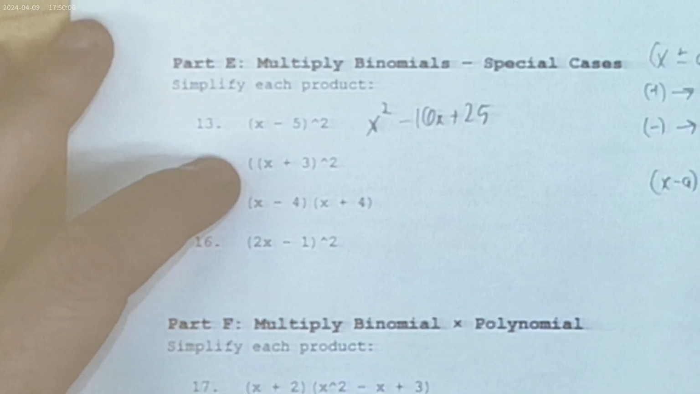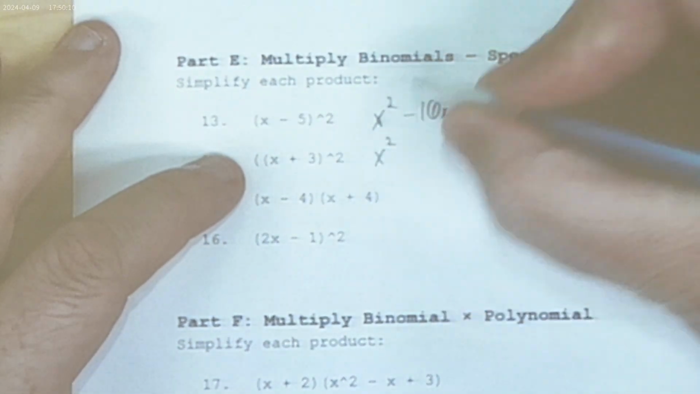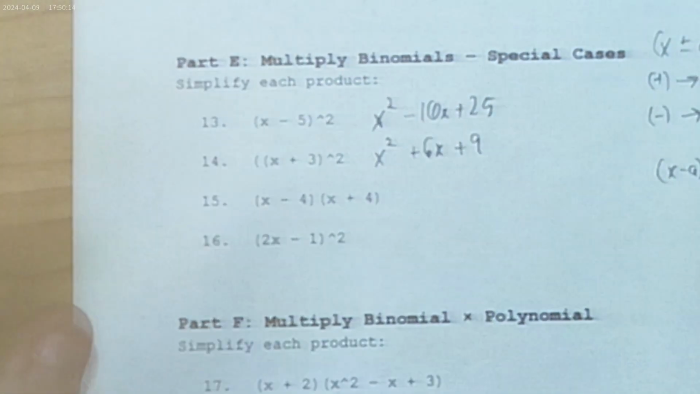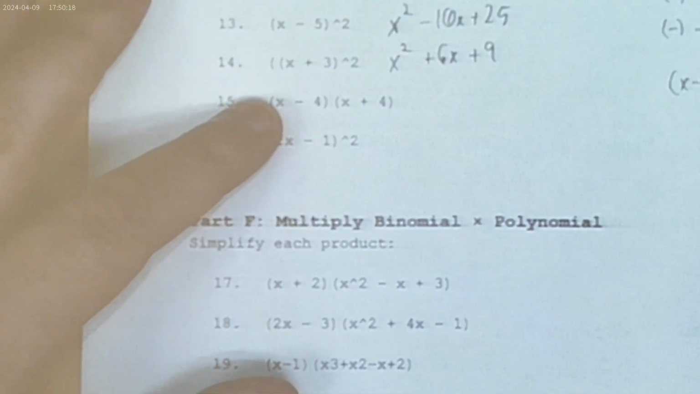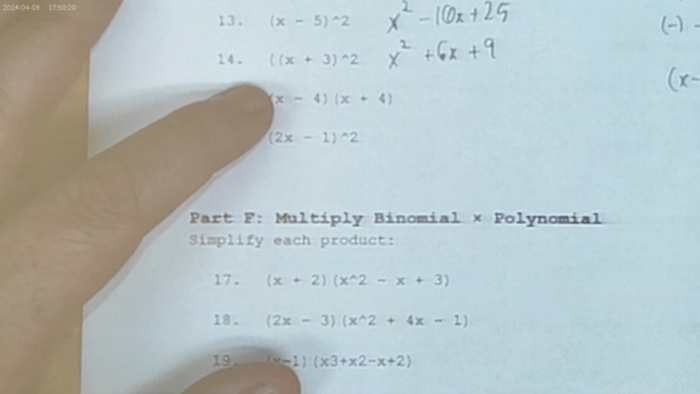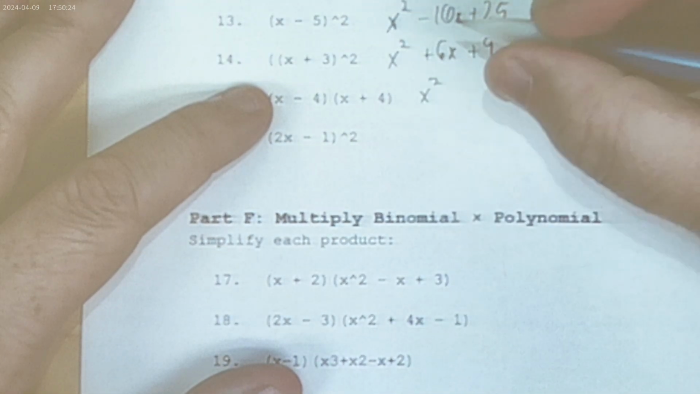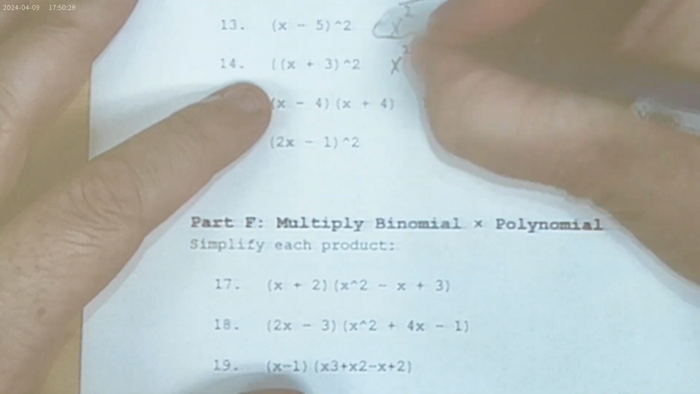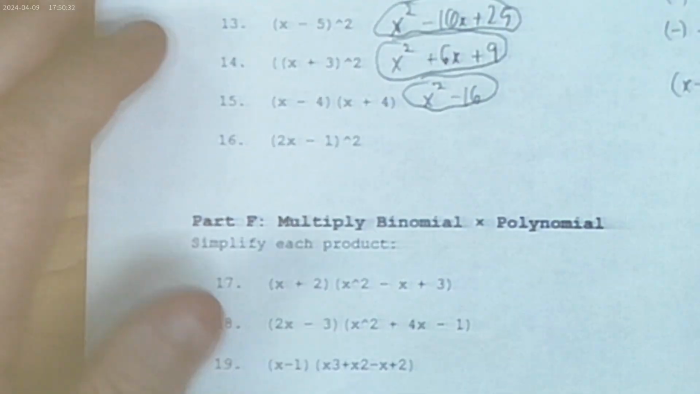So I've got x plus 3 squared. That's x squared plus 6x plus 9. All right, can't argue with simplicity. x minus 4 times x plus 4, that will give me x squared minus 16. There's that one. x squared minus 16. Okay.